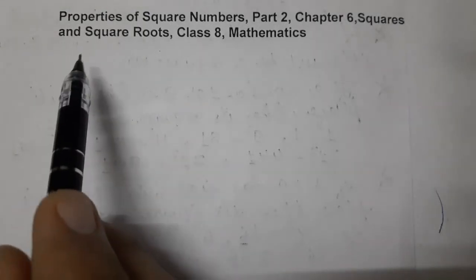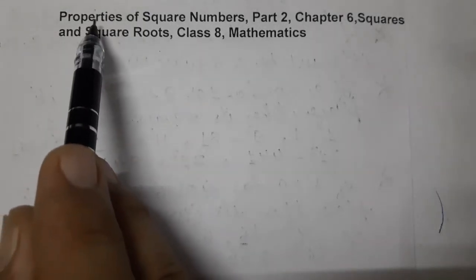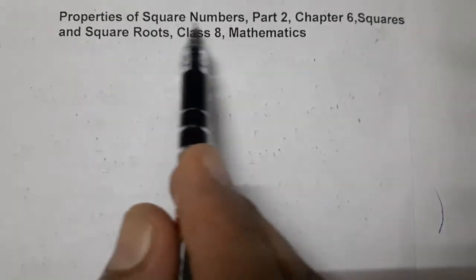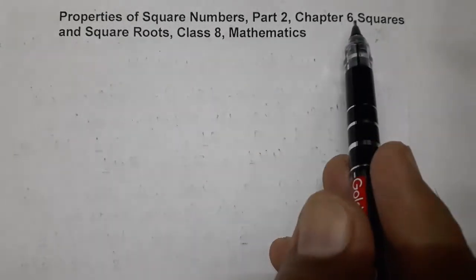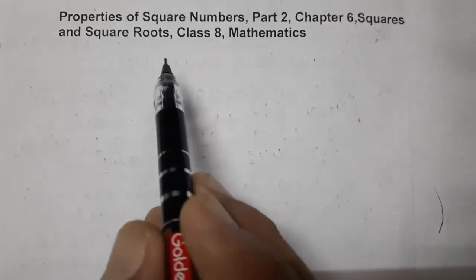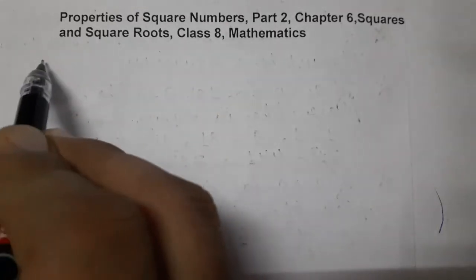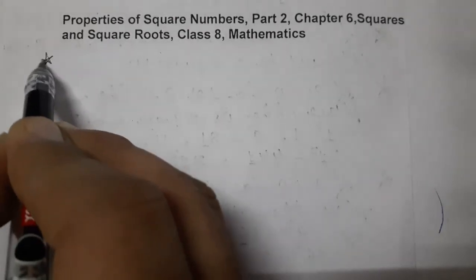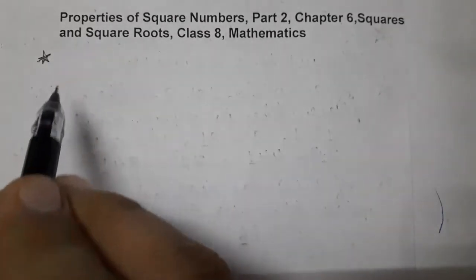Hello students, today we are going to do the second part of properties of square numbers, chapter number 6, square and square roots, class 8 mathematics. So let's see first one, part 2, first property. Some interesting pattern is there.